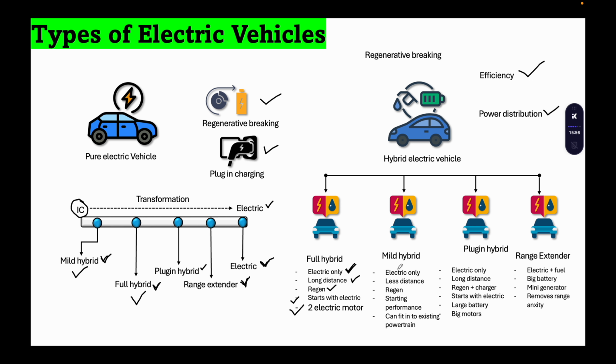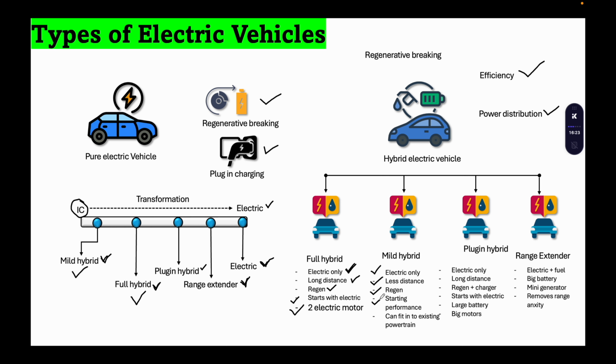Coming to the mild hybrid, it can run only in electric, and the starting happens only with electric. It can run a very short distance, like 10 to 20 kilometers, and the only way it can charge the battery is through regenerative braking. It is used for developing good starting performance.